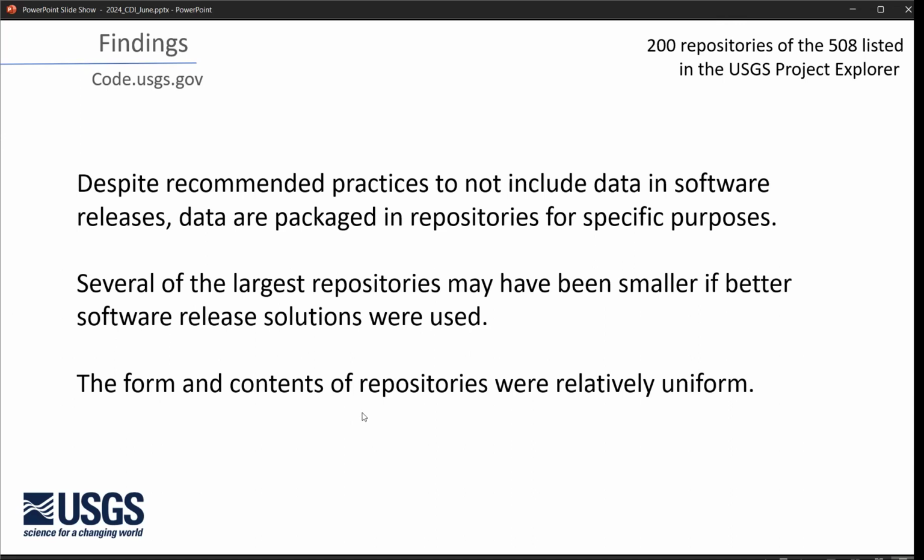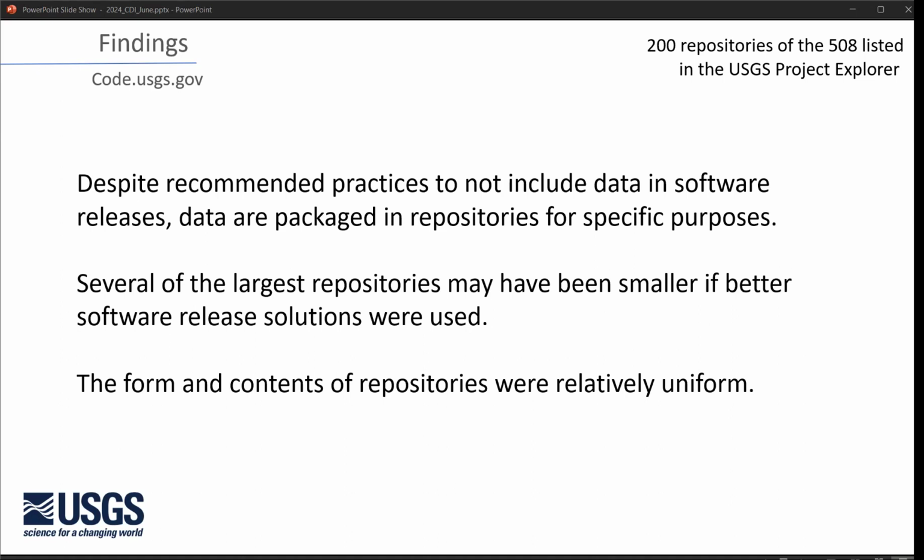Another finding was that several of the largest repositories may have been smaller if better software release solutions were used. For example, one repository had more than 90% of the total size taken up by a number of historical versions of installer executables. So maybe it could have been formatted differently, and that would have improved the size allocation.